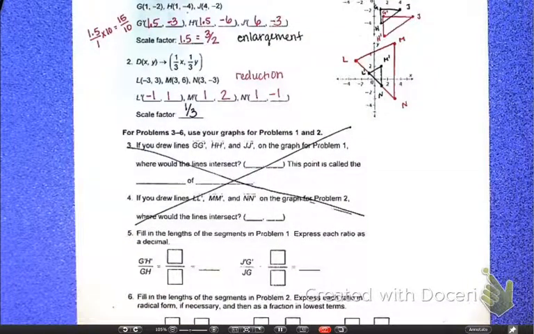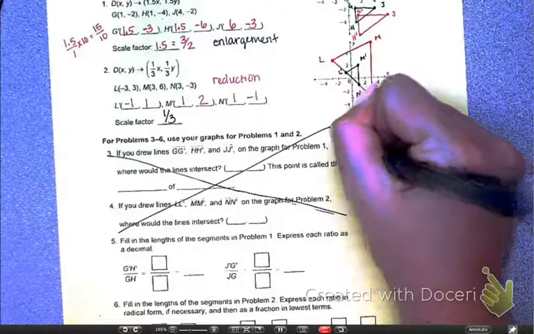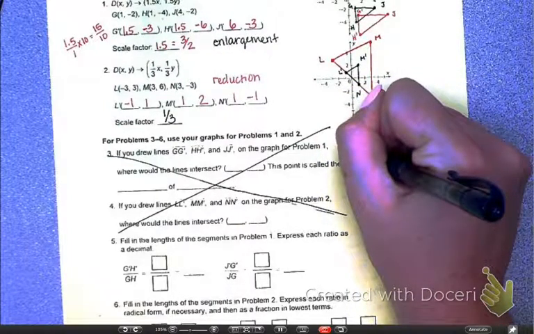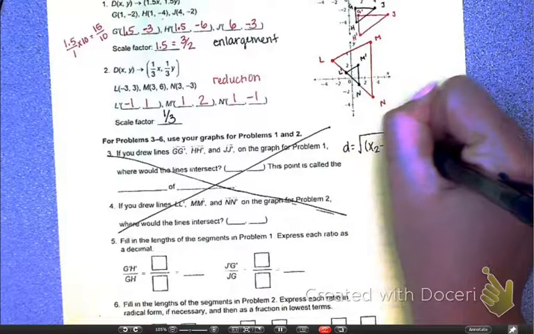So number 5 says fill in the lengths. If I'm asked to find the length of something, what do I potentially have to use? The distance formula. Do we remember the distance formula? Yeah? Someone tell me what it is. Square root of x2 minus x1 squared.